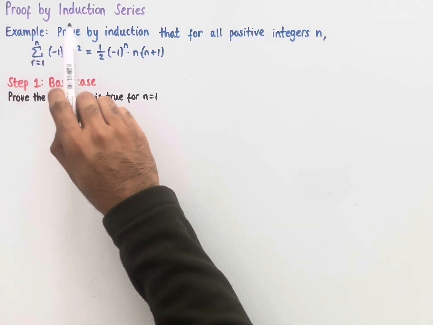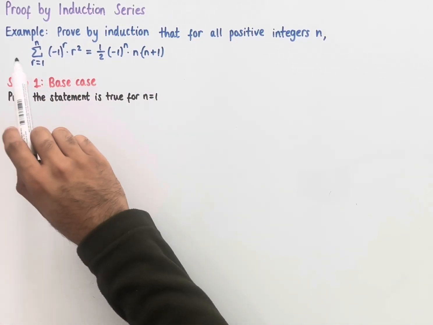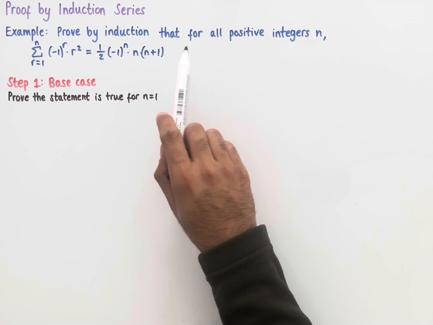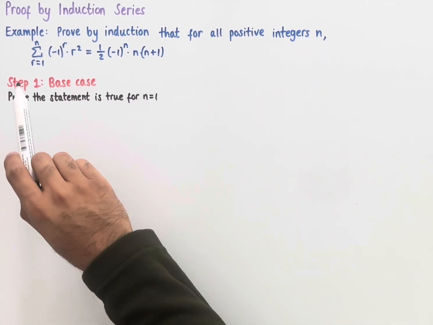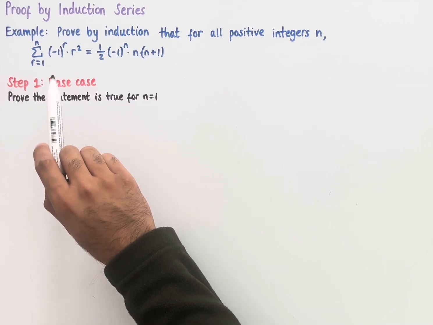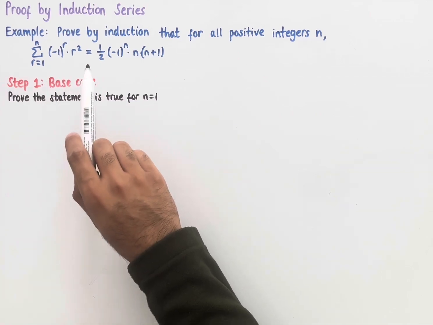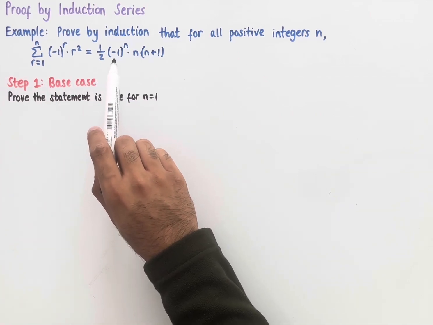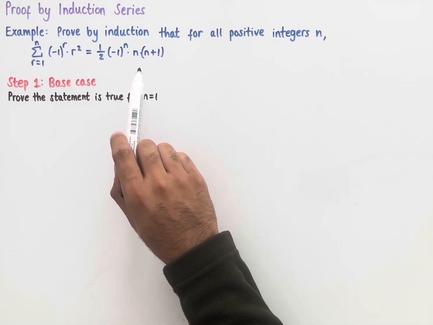Let's look at proof by induction with series. The example says prove by induction that for all positive integers n, the sum from r equals 1 to n of (-1)^r times r squared equals a half times (-1)^n times n(n+1).